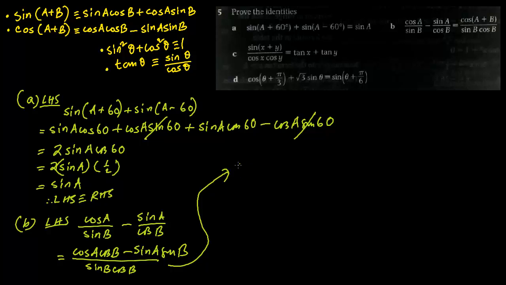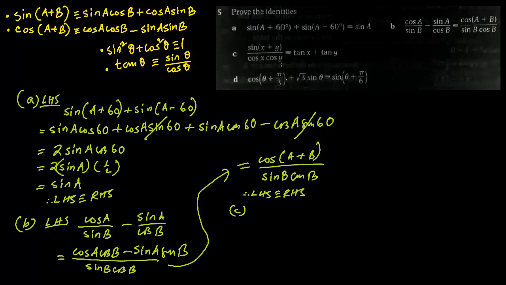Now we know by identity cos minus sine is going to be cos A plus B. So this would be cos A plus B. And here we have sine B cos B. And that's exactly what we have to prove. So therefore, left hand side is identical to right hand side.